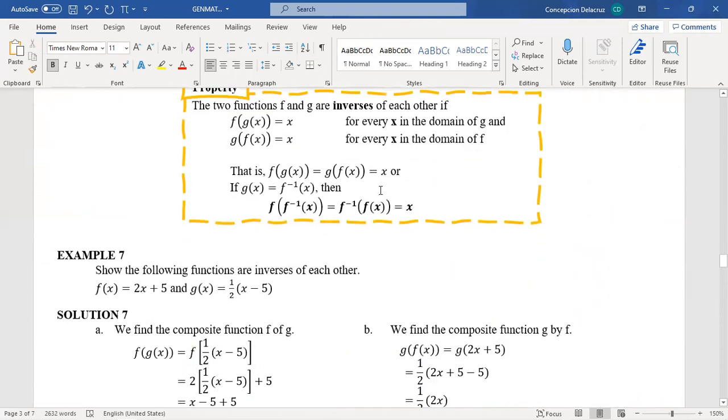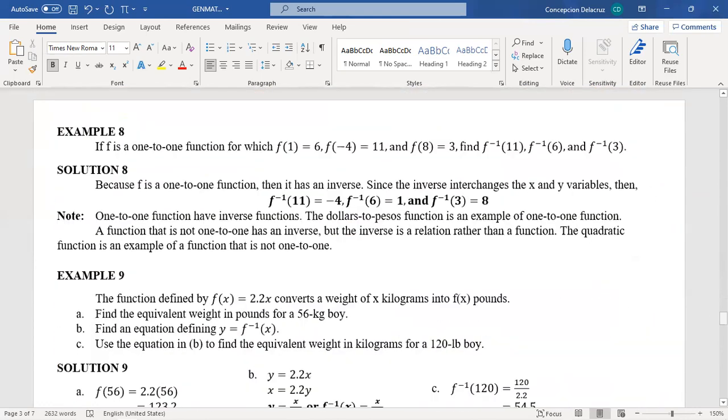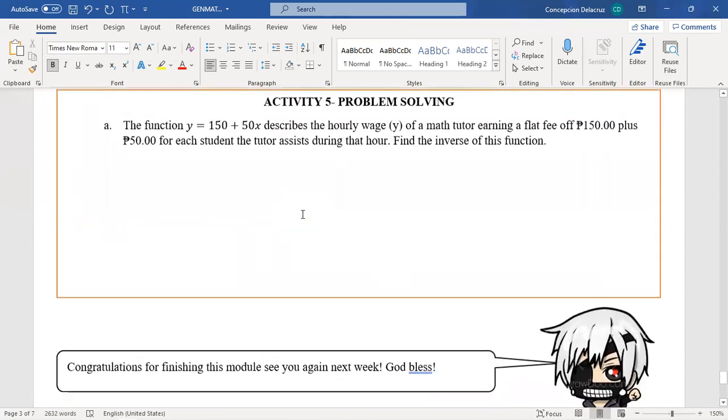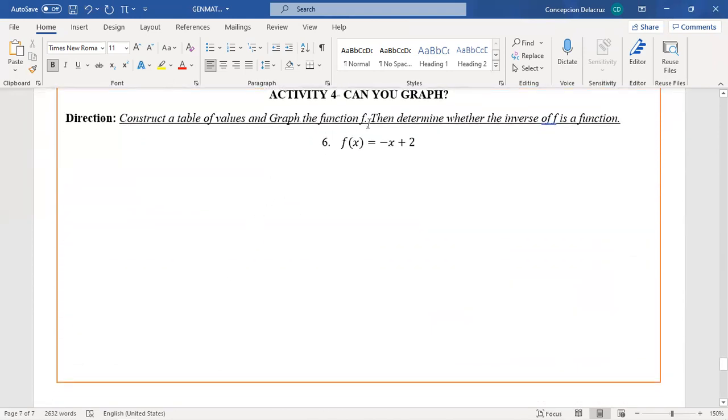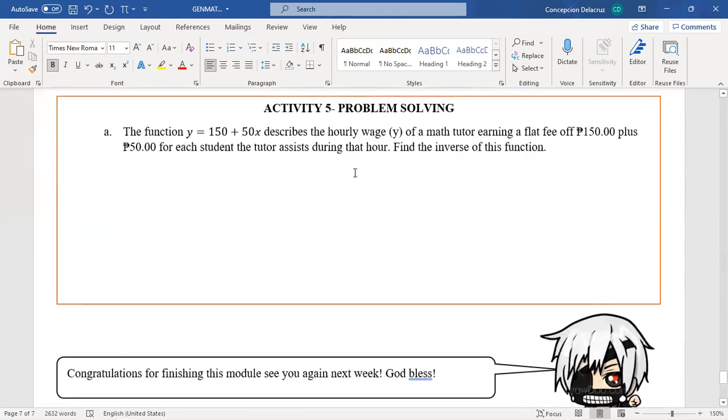We already discussed it last time in our last module, so you will not have difficulty. Graph it, then determine whether the inverse of f is a function, using the horizontal line test or by looking at the table of values only, checking whether there are repeated values of y or not.